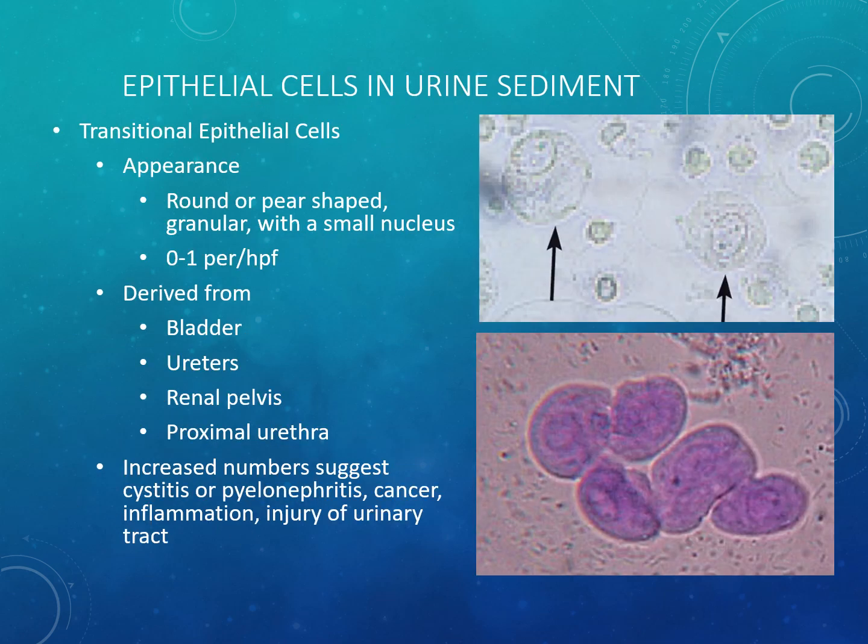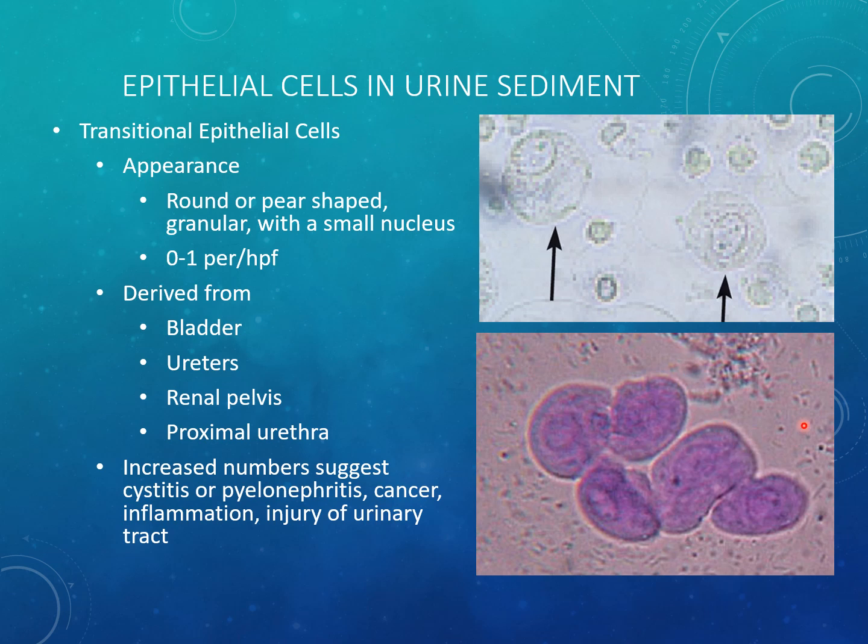The second kind of epithelial cell in urine is transitional epithelial cells. They're kind of pear-shaped, and you can see that they have a pretty large nucleus as well. Here's the unstained, and here's the stained. They are granular as well, so you may be able to see granules within the cytoplasm of the cell. 0 to 1 per high power field of these is normal. Any more than that is considered abnormal.